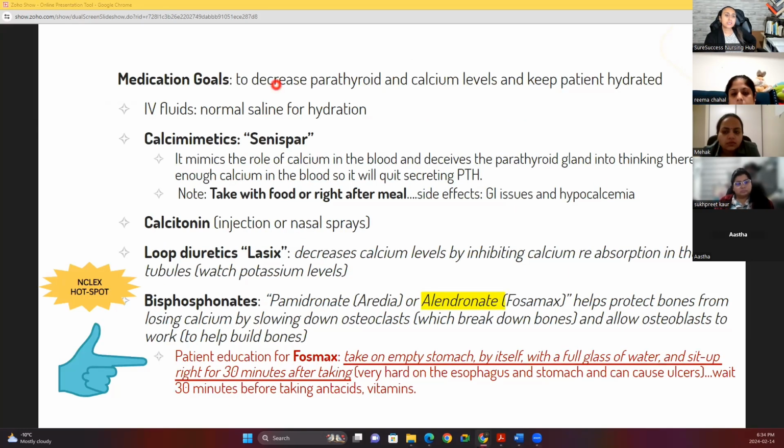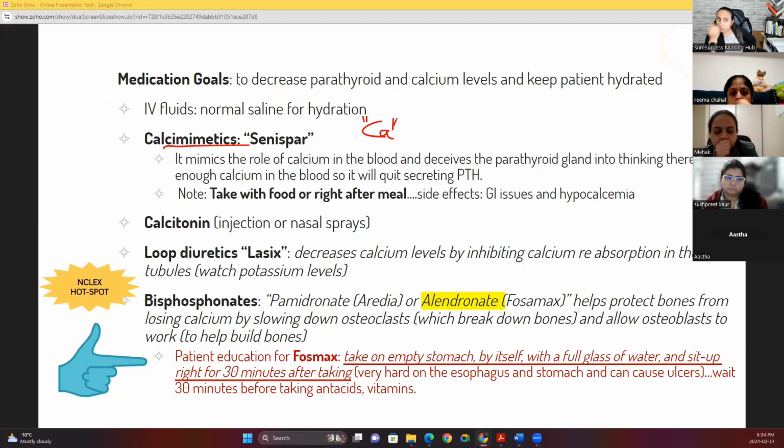Medication: first of all, normal hydration is very important. Then you are having too much calcium in your body. And I am giving not calcium, I am giving a calcium mimetic. I will give something that looks like calcium but is not actual calcium.